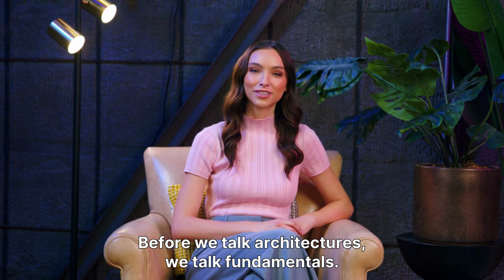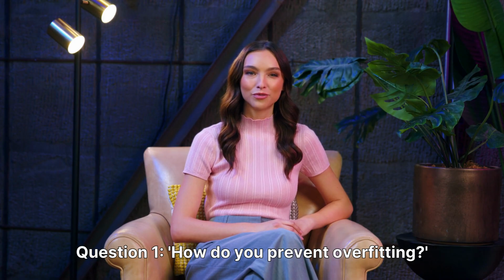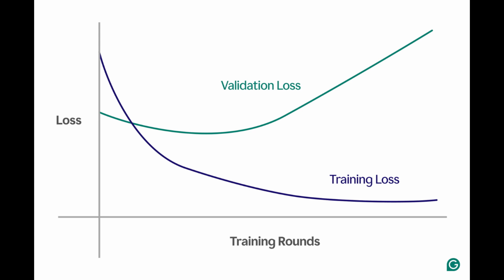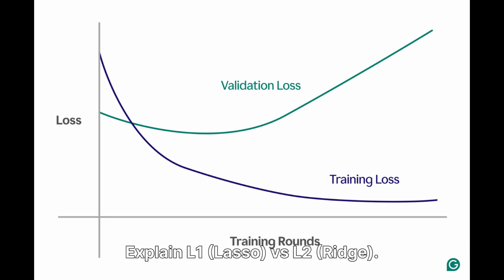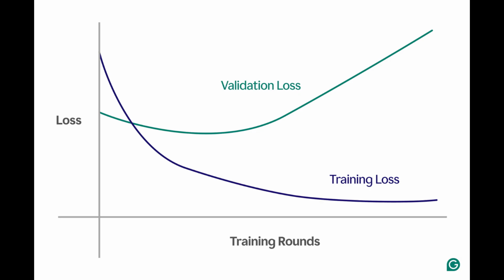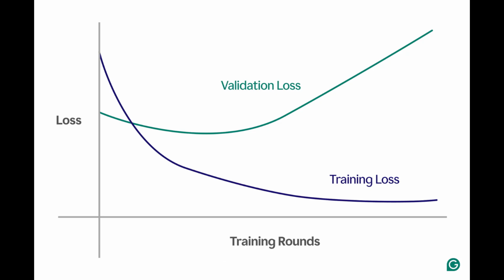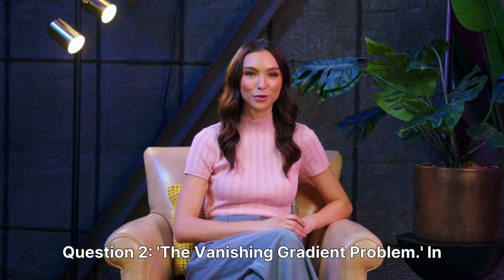First, deep learning. Before we talk architectures, we talk fundamentals. Question 1. How do you prevent overfitting? This is the litmus test for any ML engineer. You must mention regularization. Explain L1 lasso versus L2 ridge. Then discuss dropout, randomly deactivating neurons during training to force robustness. It's a key concept.